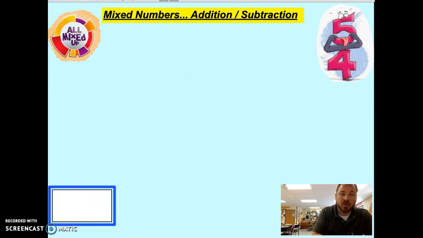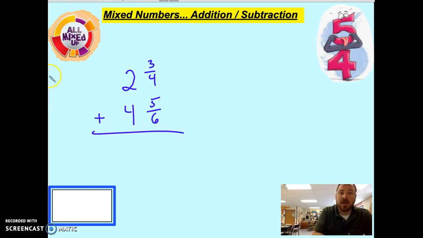So if I do another quick problem, 2 3/4 plus 4 5/6, I could go ahead and just line these up the standard way and create my common denominator of twelfths. Whatever I do to the bottom, I do to the top to make an equivalent fraction. 5 times 2 is 10, and times 3 and times 3 is 9.